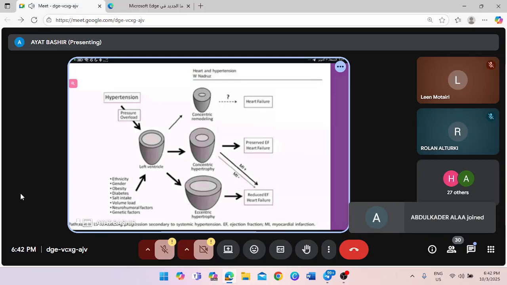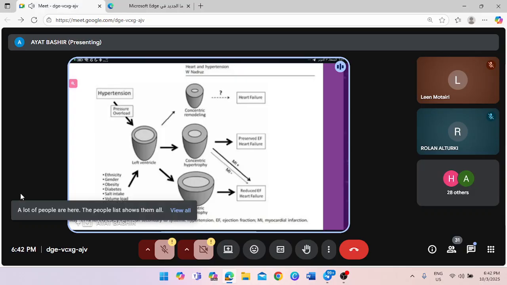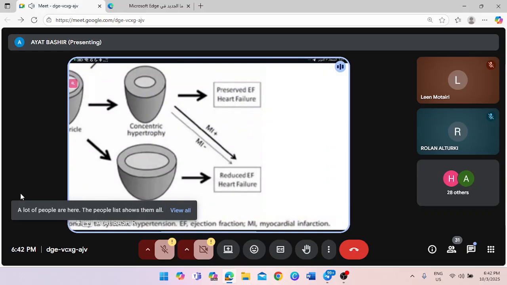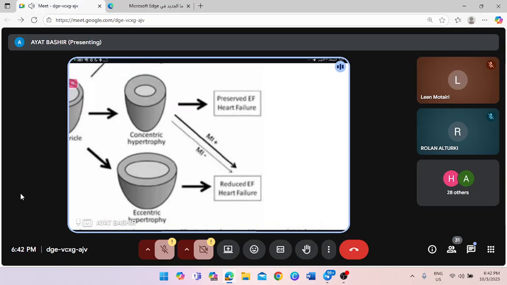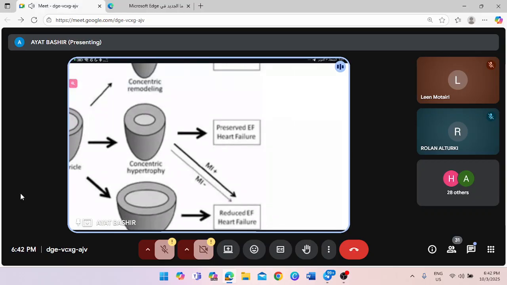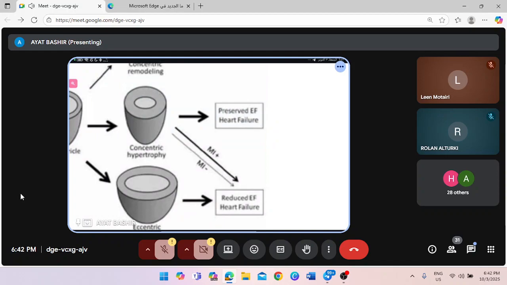Then we have concentric hypertrophy. The last stage, or we can say if there is eccentric hypertrophy, the radius will increase and the ejection fraction will decrease. Here the ejection fraction will decrease because خلاص the radius becomes high and the ability of the heart to pump blood بتكون less. Okay, so we'll have heart failure with reduced ejection fraction. في الconcentric hypertrophy قلنا يمكن preserved ejection fraction مع heart failure، بس إذا صار في myocardial infarction it could lead to heart failure with reduced ejection fraction.